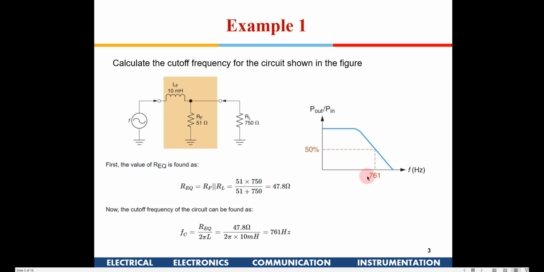Okay. So at 761 hertz, if I plot P out by P in, that is power out divided by power in, on the y axis and frequency on the x axis, at 761 hertz I will have exactly half the power. So the power will start falling here, and then at 761 it will be exactly half the power available at the output.